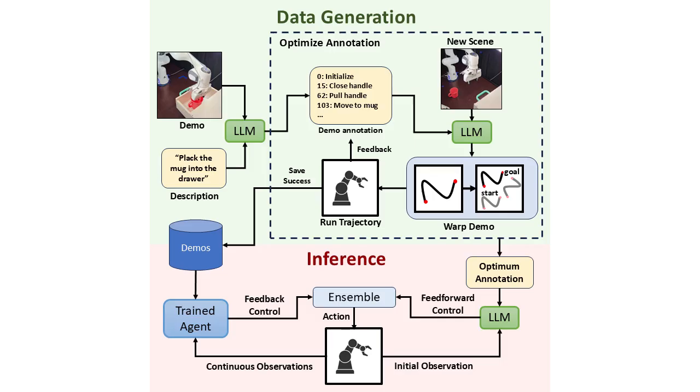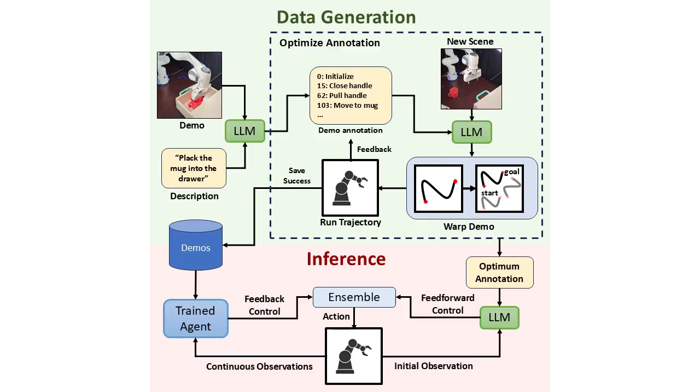First, the LLM annotates the example demonstration, taking note of key time steps and relevant objects. Next, the environment is initialized to a new configuration, and this new scene, along with the annotated demo, are provided to the LLM. Using this information, the LLM modifies the recorded trajectory to reflect the new scene initialization. By rolling out these generated trajectories and saving the successes, we can create a set of demonstrations that can be used to train imitation learning agents.